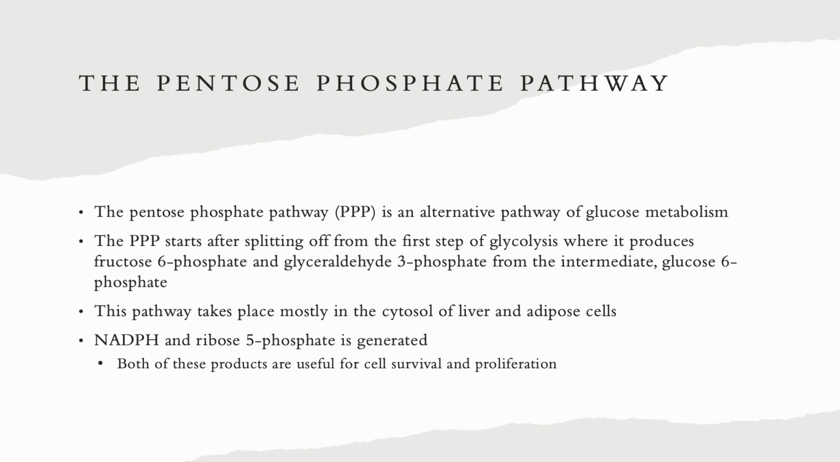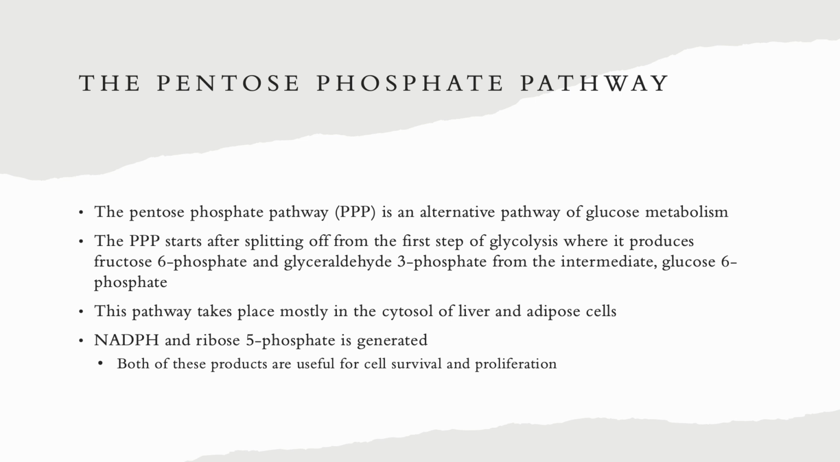The pentose phosphate pathway starts after splitting off from the first step of glycolysis, where it produces fructose 6-phosphate and glyceraldehyde 3-phosphate from the intermediate glucose 6-phosphate. This pathway takes place mostly in the cytosol of liver and adipose tissue cells.